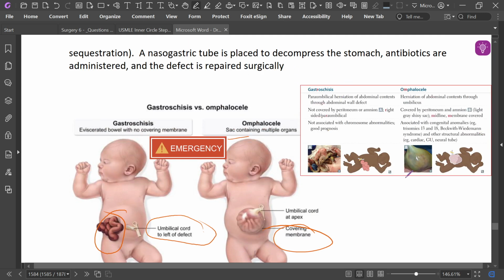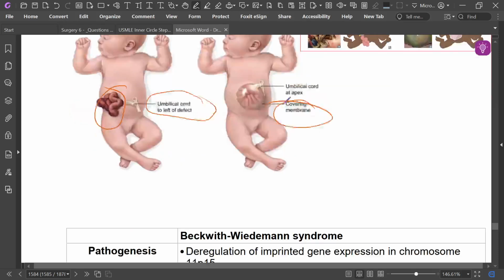In gastroschisis, there is paraumbilical herniation of the abdominal content through an abdominal wall defect, and in omphalocele, herniation of the abdominal content through the umbilicus. Gastroschisis is not covered by the peritoneum and amnion, and omphalocele is covered by the peritoneum and amnion. Gastroschisis has no chromosomal abnormality and a good prognosis. Omphalocele is associated with trisomy 13, 18, Beckwith-Wiedemann, and cardiac and neural tube defects.